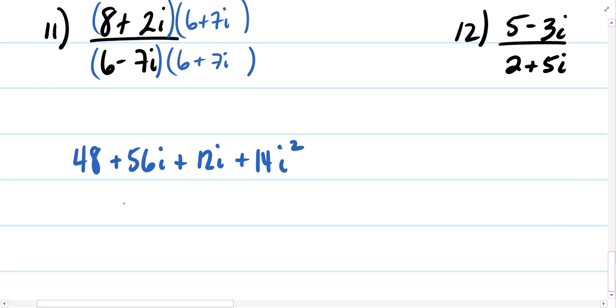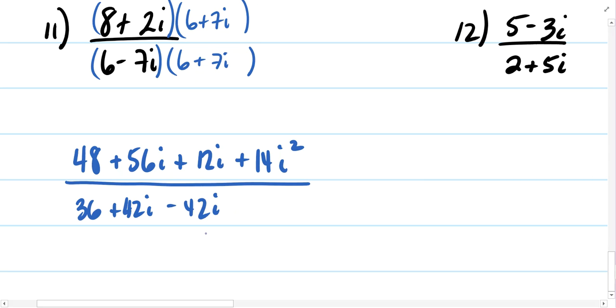So there's the numerator, and the denominator, 6 times 6 is 36. 6 times 7i is 42i. Negative 7i times 6 is negative 42i. We'll always see these two cancel if you're multiplying by complex conjugates. That's part of the reason why we do this. And now finally, negative 7i times positive 7i is negative 49i squared.